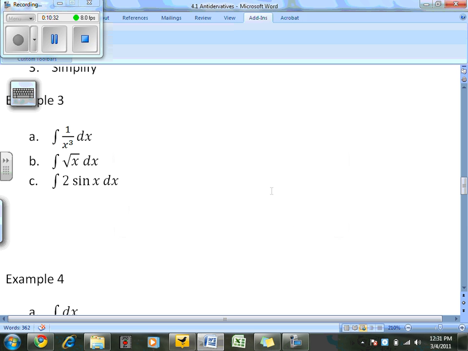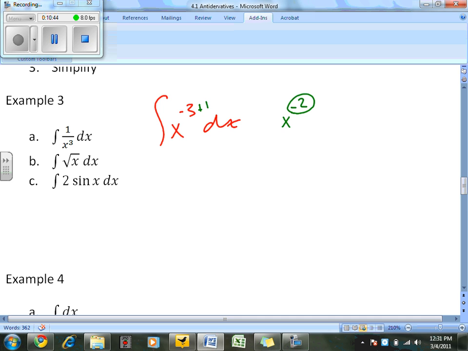Okay, smartboard messed up a little bit there. So I have the integral dx. There we go. I'm going to increase my power by 1. I'm going to add 1. So I'm going to have x to the negative 2 power, and then I'm going to divide by my new power. So my integral then is x to the negative 2 divided by negative 2 plus c. Don't forget our constant of integration.